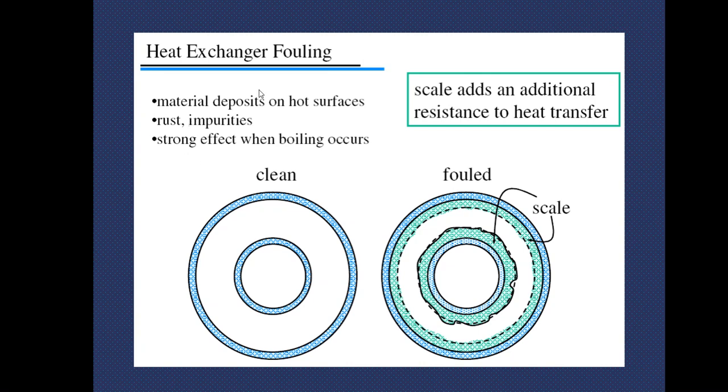And rusted impurities can also be considered as fouling materials. And with the strong effect of boiling, when there is turbulence inside the tube during boiling, then the corrosion inside the tubes would be higher, and there's a greater tendency for fouling to occur. In that case, you have scale here and you have scale here, and they will add resistance to heat transfer.